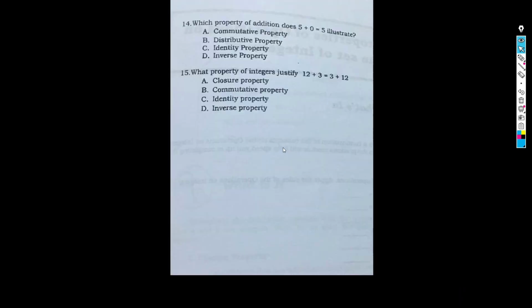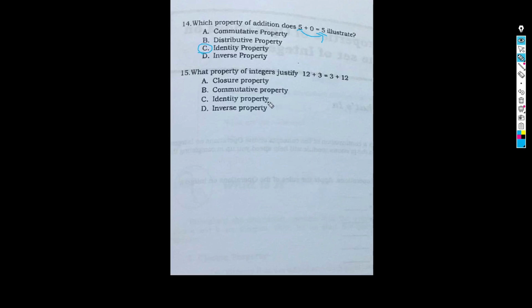Okay, number 14. Which property of addition does 5 plus 0 is equal to 5 illustrate? Okay, 5 plus 0, 5. And then when you add 0, it remains 5. So the identity of 5 remains the same. So that is the identity property.